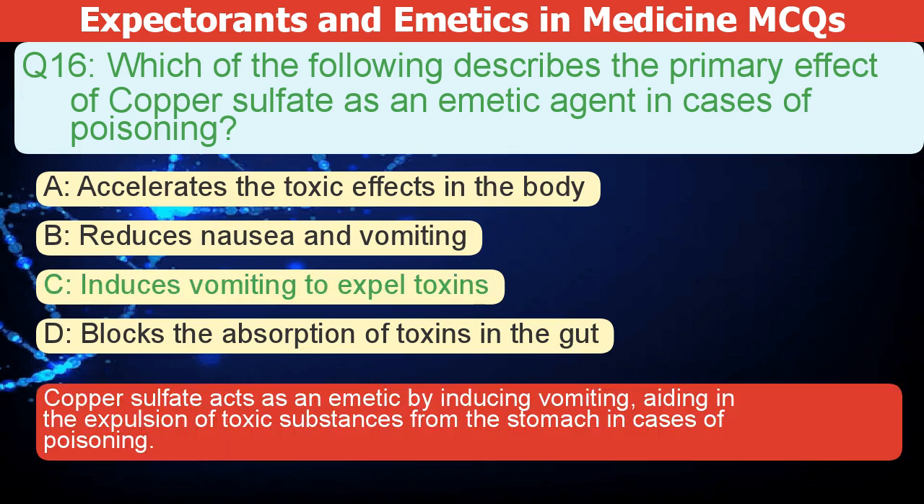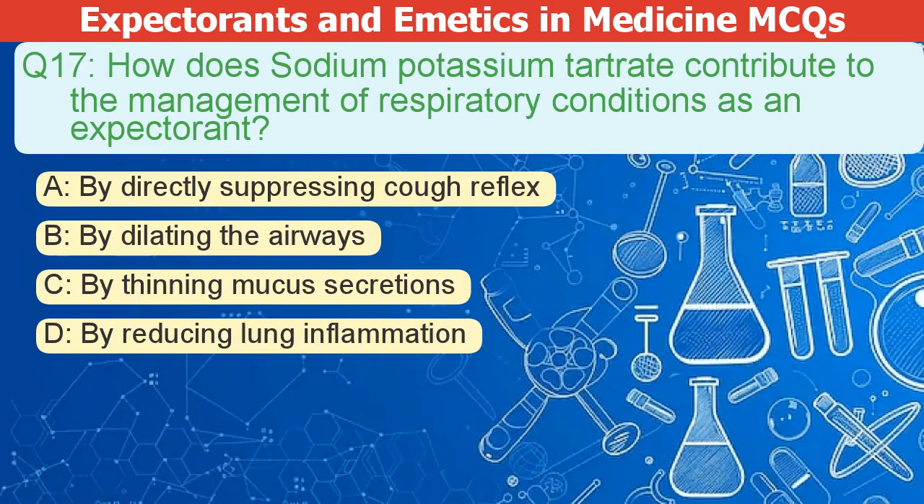The correct answer is C. Copper sulfate acts as an emetic by inducing vomiting, aiding in the expulsion of toxic substances from the stomach in cases of poisoning. How does sodium-potassium tartrate help manage respiratory conditions as an expectorant?